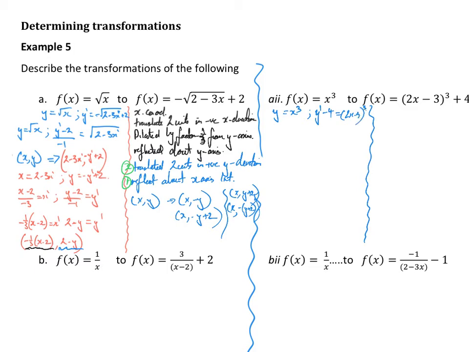So now we can equate our two expressions there. We can see that y is going to be equal to y dashed minus 4, and x will be equal to 2x dashed minus 3. So this one looks a bit more straightforward. We'll get y plus 4 equals y dashed, and x plus 3 on 2 equals x dashed.